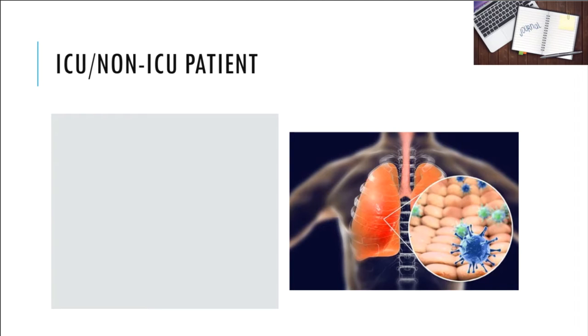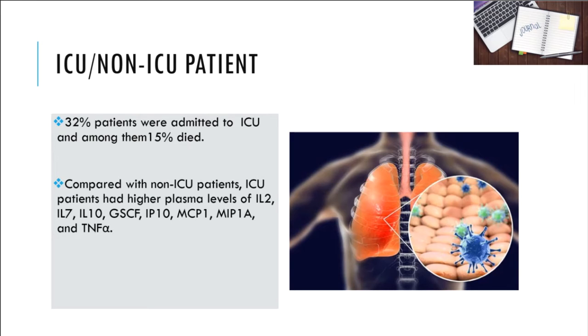ICU, non-ICU patients. 32% of patients were admitted to ICU and among them 15% died. Compared with non-ICU patients, ICU patients had higher plasma levels of IL-2, IL-7, IL-10, GSCF, IP-10, MCP-1, MIP-1A, and TNF-alpha.